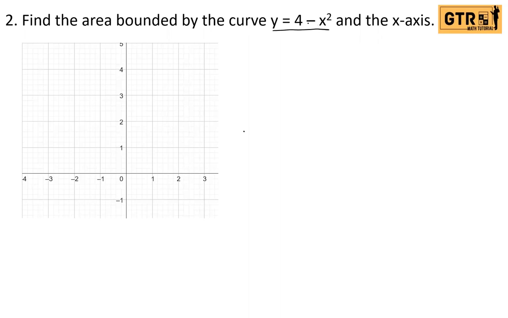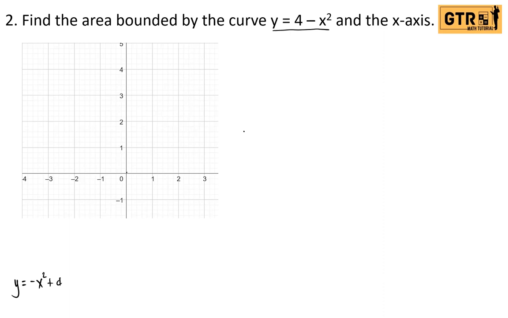So the basic function is y equals negative x squared. It's the same as the graph of y equals x squared, but the opening is downward because of the negative sign. But we have positive 4, so therefore we just need to shift the graph of y equals negative x squared 4 units upward.